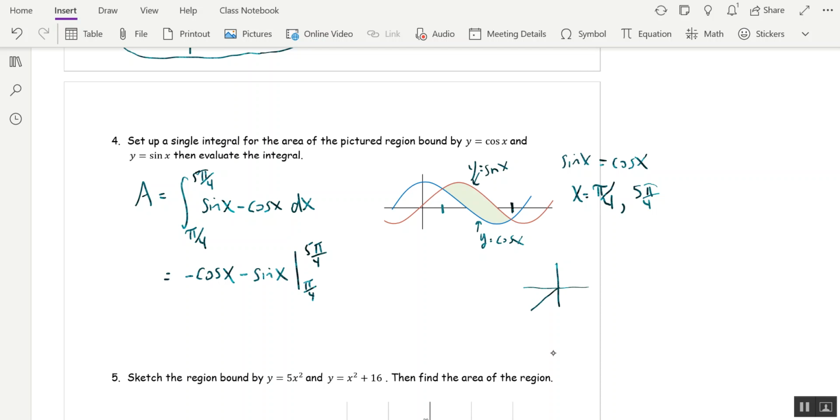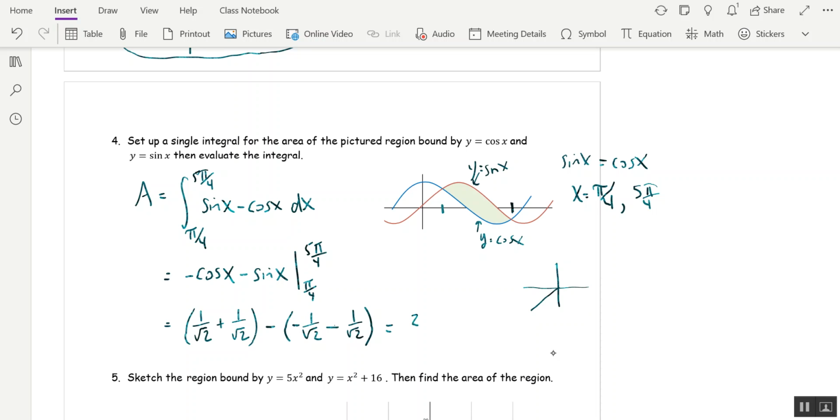Cosine of 5 pi over 4 is negative 1 over root 2. So this gives me 1 over root 2. And then sine of 5 pi over 4 is also negative, so plus 1 over root 2. And then I'm going to subtract the value at pi over 4. Cosine of pi over 4 is 1 over root 2, so that'll give me negative 1 over root 2. And then I'll have minus, again, 1 over root 2. Yikes. All right, so this minus, if I distribute it, I get plus plus.